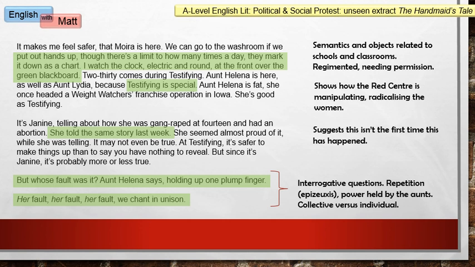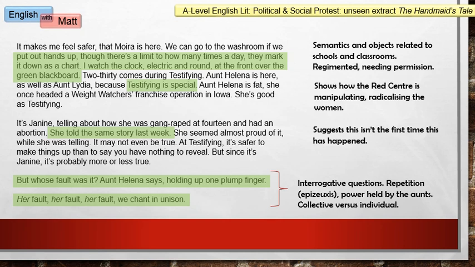So the extract begins with lots of semantics and words to do with schools and classrooms. You have blackboard, clock, chart, raise my hand. They're also in this educational setting of the Red Centre. In those kinds of places you have lots of rules, particularly if you are a child. It's very regimented and you will often need permission to do things that you don't as an adult. So they want to go to the toilet, but here they have to raise their hands. They're not children though, they are grown women. And yet in this setting, they raise their hand for permission.